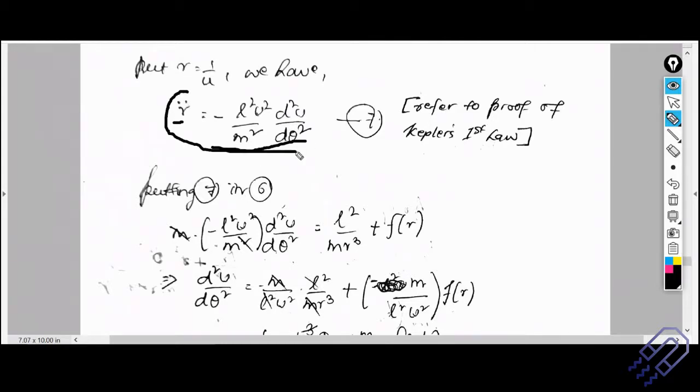The derivation to this, we have done it when we derived Kepler's first law. I've also shared the PDF, okay? So please check that. How do we get from here to here? I've kept it as detailed as possible.